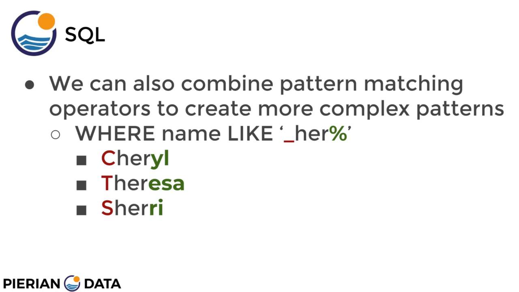So here we have Cheryl, which starts with a single C, then her, and then has two characters after that. Or Teresa, which has a capital T, her, and then esa. So notice here, it has to be just one character before her, but then any number of characters after it. So this allows for really powerful pattern matching code.